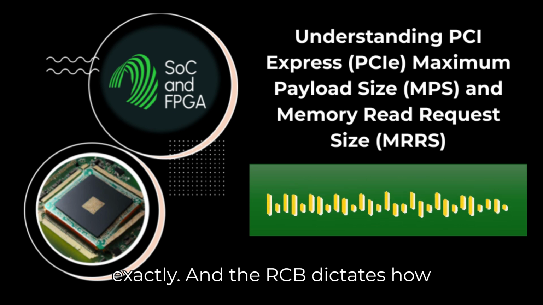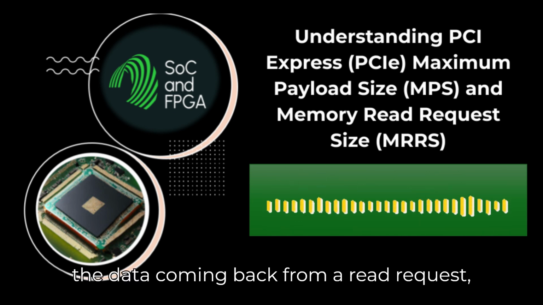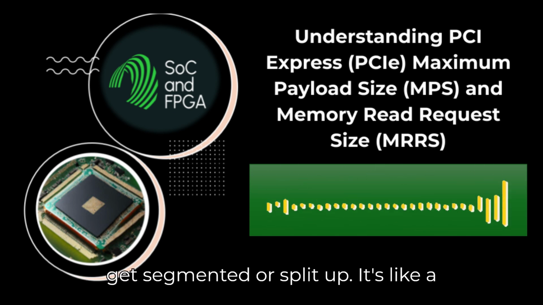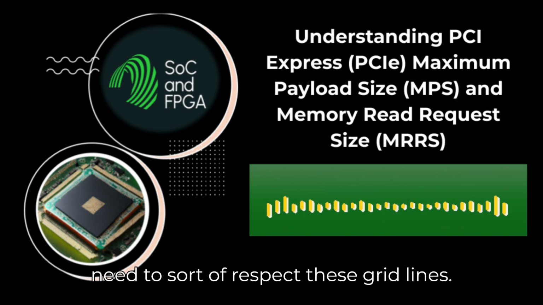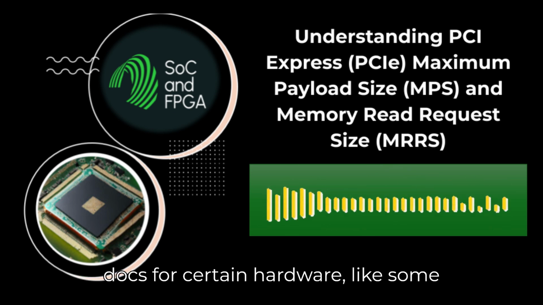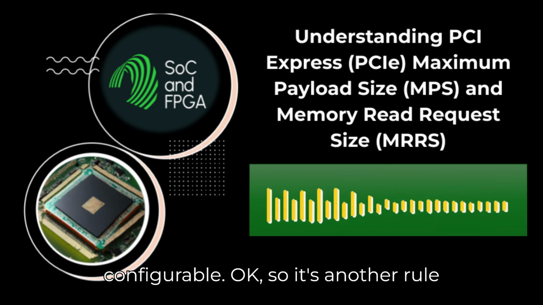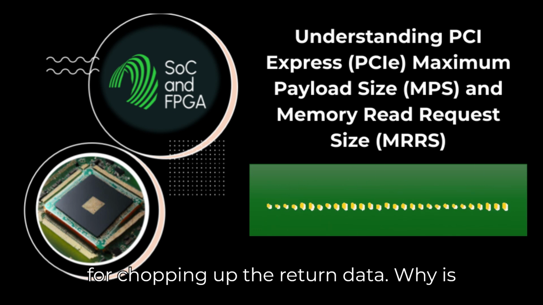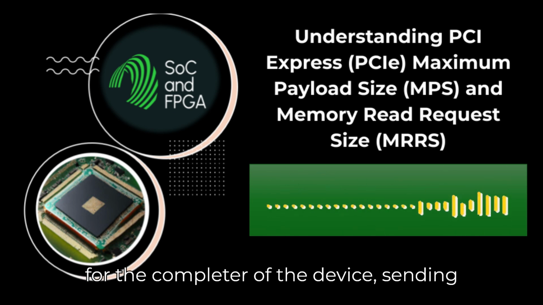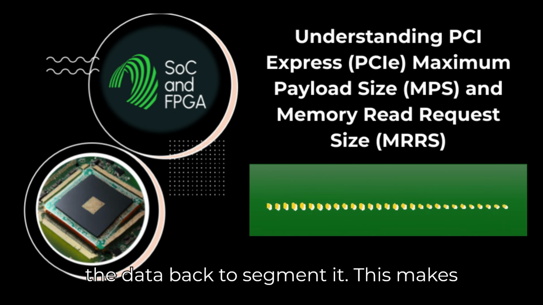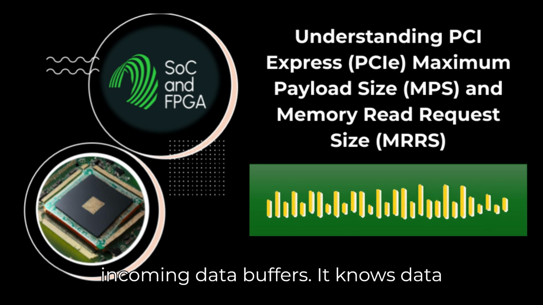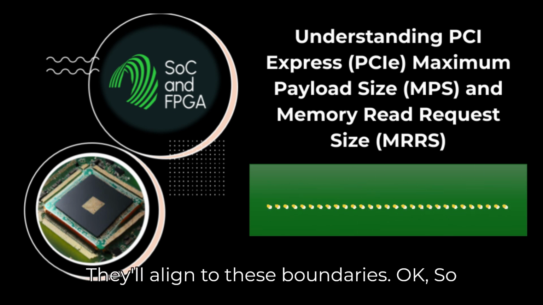Exactly. And the RCB dictates how the data coming back from a read request, those CPLD packets we just talked about, gets segmented or split up. It's like a rule saying the returning data packages need to sort of respect these grid lines. You might see RCB mentioned in technical docs for certain hardware, like some FPGAs where it might even be configurable. Okay, so it's another rule for chopping up the return data. Why is that necessary? MPS wasn't enough? It provides a standardized, predictable way for the completer, the device sending the data back, to segment it. This makes it easier for the requester to manage its incoming data buffers. It knows data chunks won't just end randomly midstream. They'll align to these boundaries.